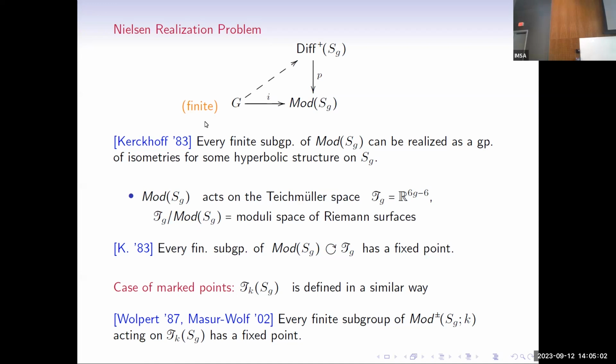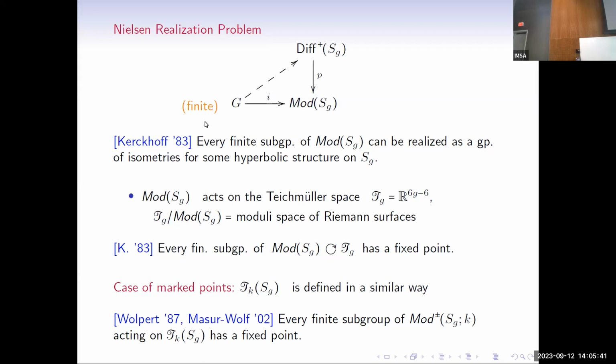Nevertheless, any finite subgroup of the mapping class group can be realized as a group of orientation preserving diffeomorphisms. This is a theorem with a long history that starts with Nielsen, and it was completely proven in '83 by Kerckhoff. He proved that every finite subgroup of the mapping class group can be realized as a subgroup of isometries for some hyperbolic structure on your surface.